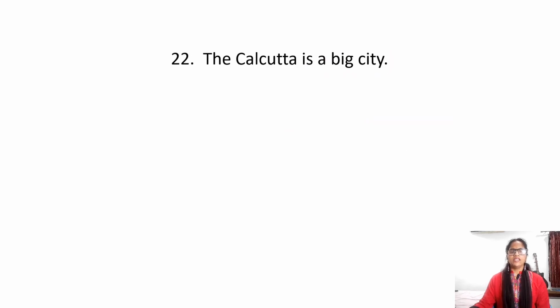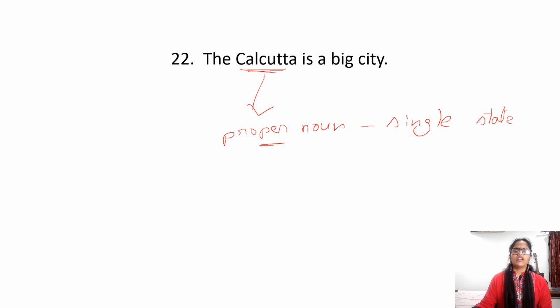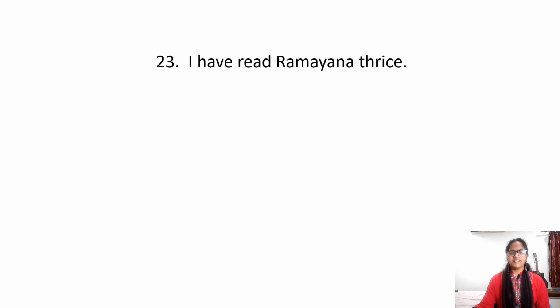Next question. The Calcutta is a big city. Calcutta is a proper noun and it is a name given to a single state. So Calcutta does not take any article. Usage of the is wrong. Here it has to be Calcutta is a big city. Next sentence on the screen.